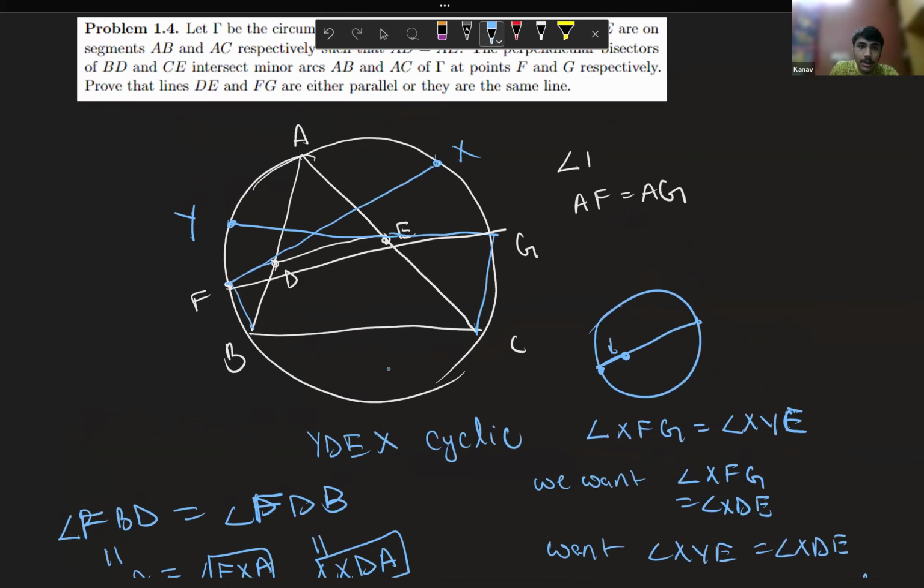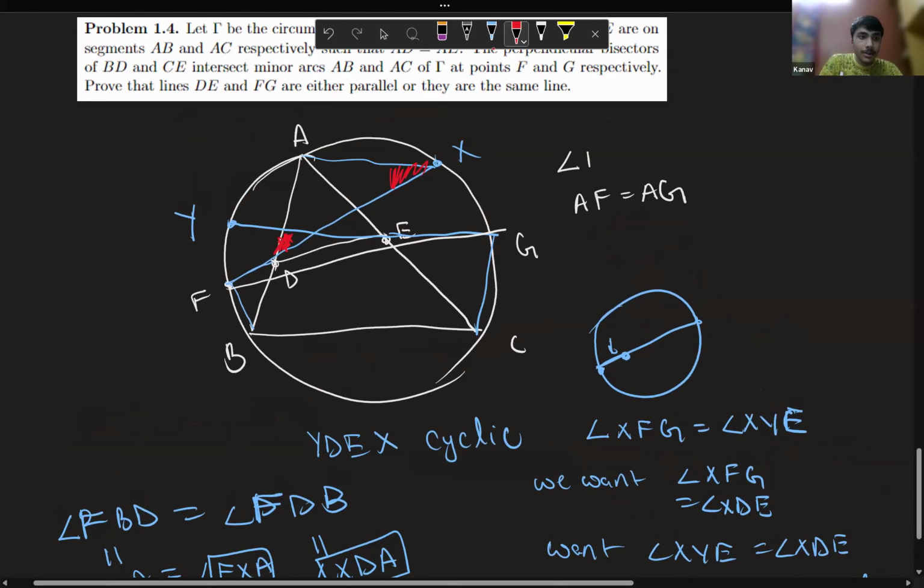Let me mark these angles. Angle FXA is this angle. Angle XDA is this angle. Wow, so that means AD is equal to AX. Similarly, we can prove AY is equal to AE. So all of them are equal. This means the circle centered at A with radius, whatever this length is, passes through all these points. Hence, they're cyclic. Great. Does everyone follow the proof?